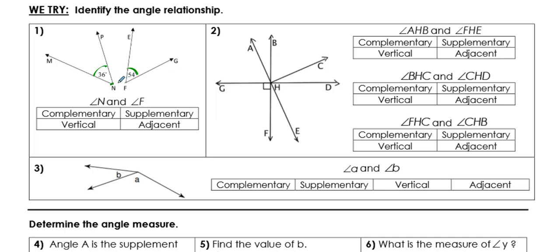Those two, 36 plus 54, adds up to 90. They're not next to each other. I mean, generally on the page they are next to each other, but they're not sharing that common side. They're not directly squeezed next to each other, so they're not adjacent, they're not across from each other, they're not adding up to 180, they're just adding up to 90. They are complementary.